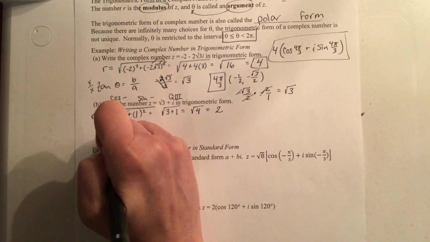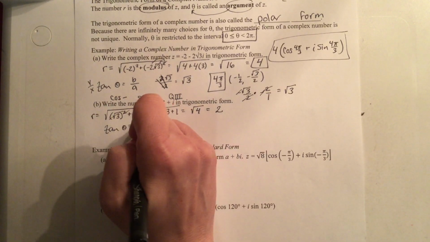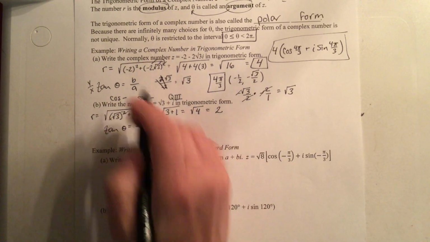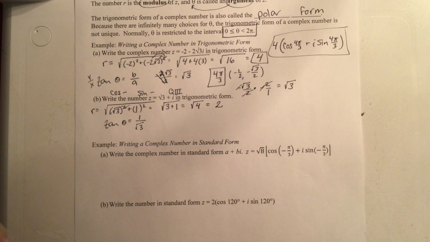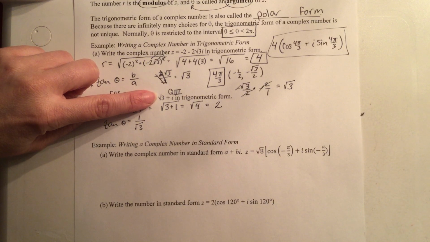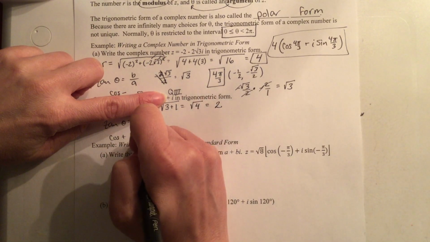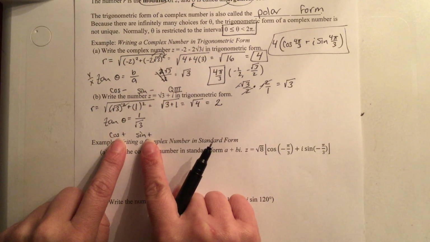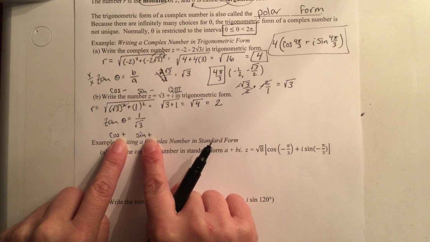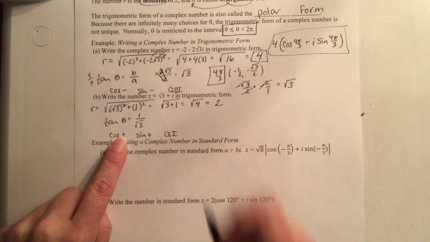Now I need to go ahead and figure out the argument. The tangent of theta is 1 over the square root of 3. But before I look, you have to figure out what quadrant it's in. Your real value, the first value, is the cosine. The cosine is positive. Your imaginary value is the sine. The sine is also positive. Going to the right if your cosine is positive, going upwards if your sine is positive. So if I go to the right and up, I am looking in quadrant 1.